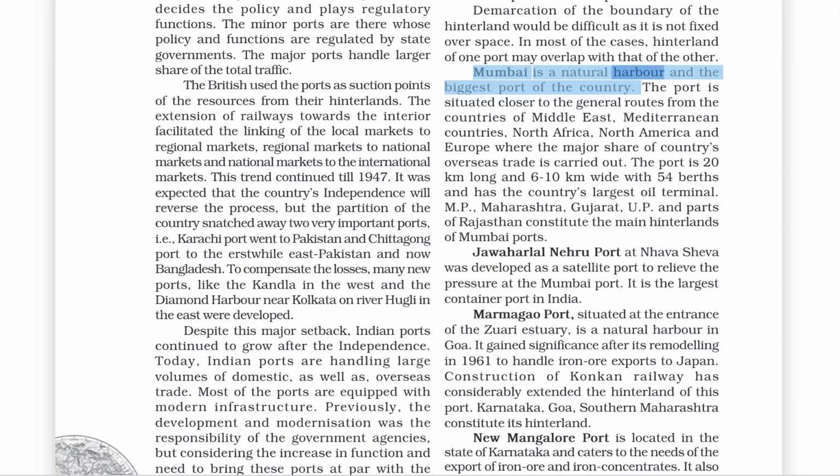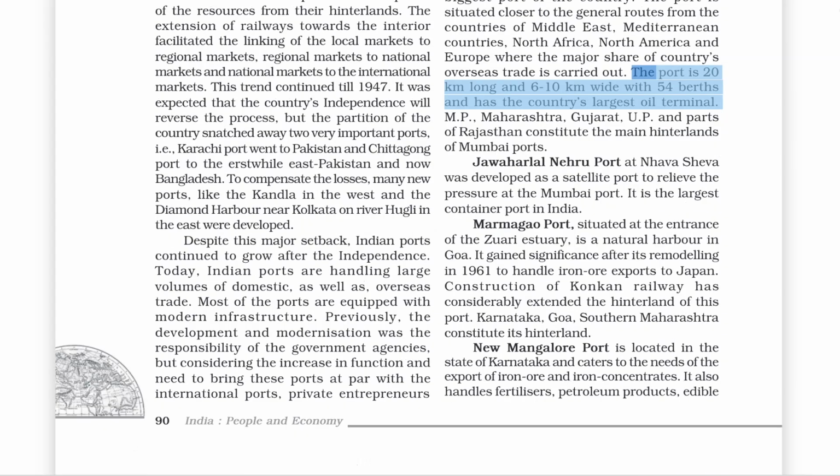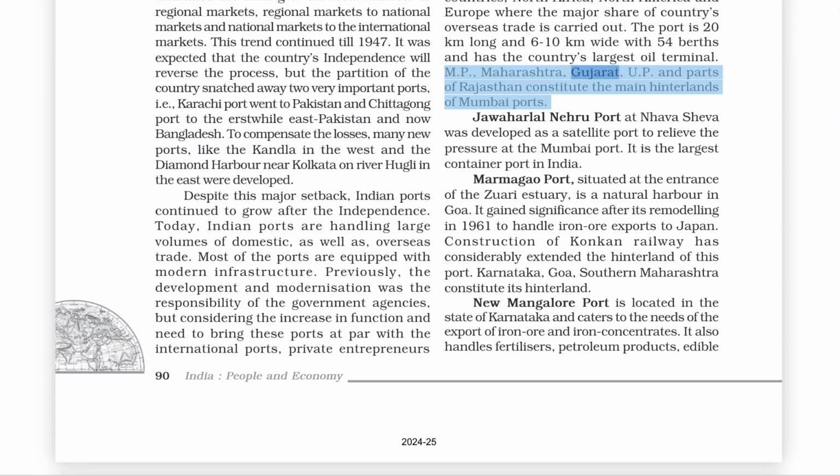Mumbai is a natural harbor and the biggest port of the country. The port is situated closer to the general routes from the countries of the Middle East, Mediterranean countries, North Africa, North America, and Europe, where the major share of the country's overseas trade is carried out. The port is 20 kilometers long and 6 to 10 kilometers wide with 54 berths and has the country's largest oil terminal. MP, Maharashtra, Gujarat, UP and parts of Rajasthan constitute the main hinterlands of Mumbai port.